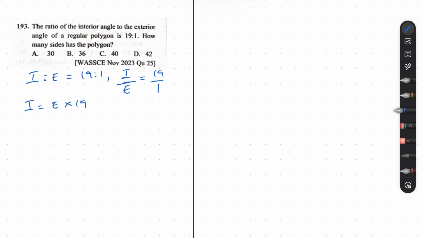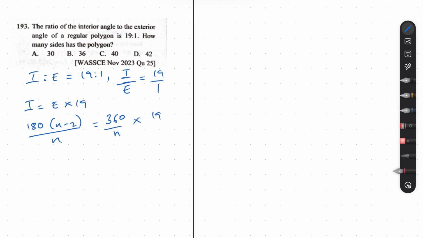Now since we have this, we can just substitute the actual formulas into it, and then we'll find the number of sides the polygon has. So we have 180 times n minus 2 all over n is equal to, now this side is the interior angle. Now we can write the formula for exterior angle, which is 360 over n, times 19. This 19 right here. Okay, so now we can simplify.